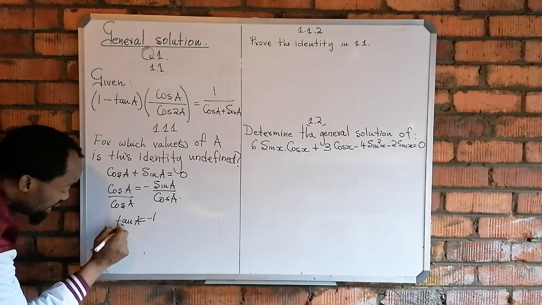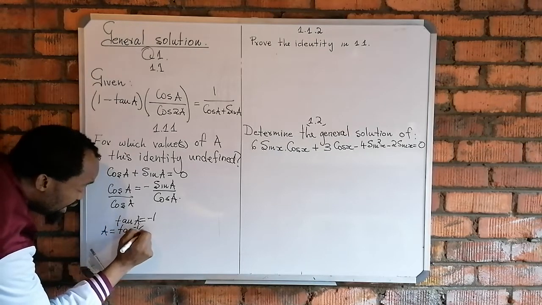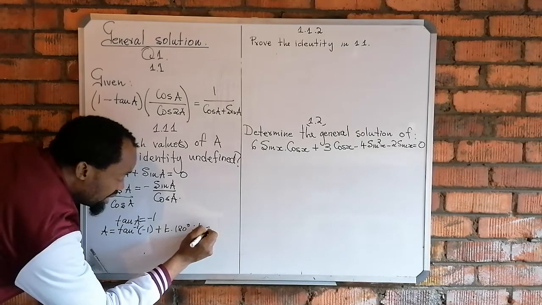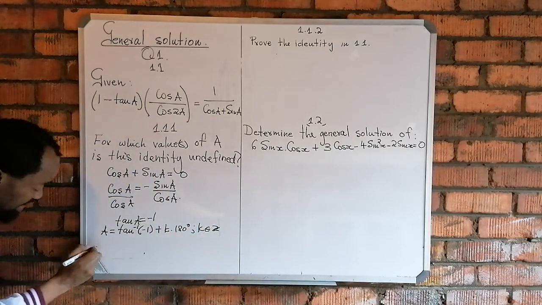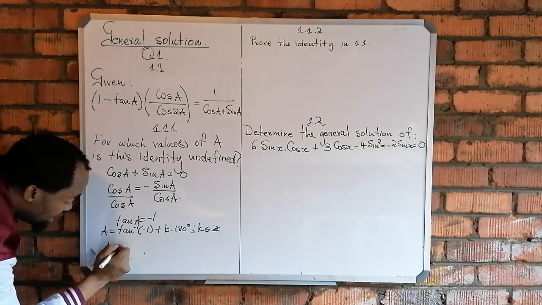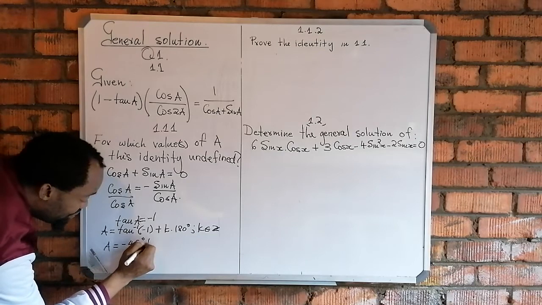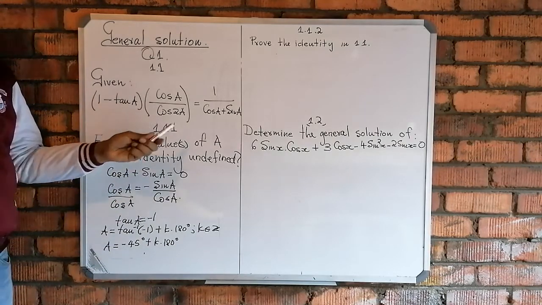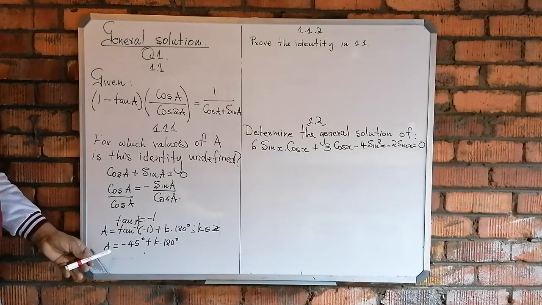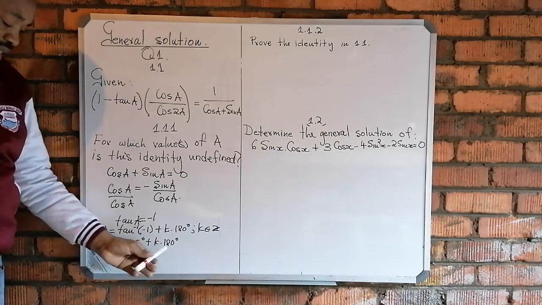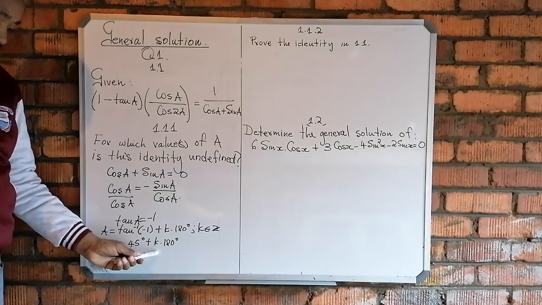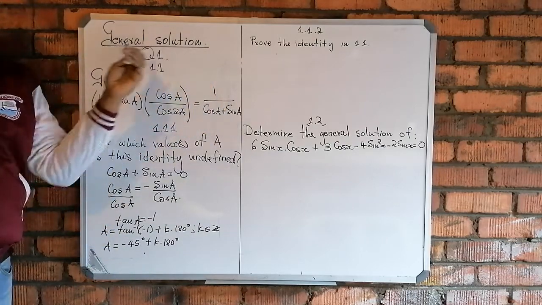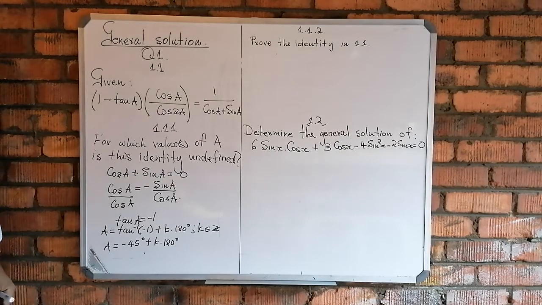That is, A is equal to arc tan of minus 1 plus k multiplied by 180 degrees, where k is an element of the integers. That means A is equal to minus 45 degrees plus k times 180 degrees, and this would be undefined. Remember, all the values that you get when you substitute k by the integers will mean that this particular identity is not defined. We have answered this question.